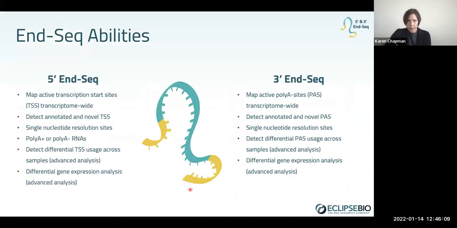So I think I've already pretty much gone over the uses of the 5' End-Seq and 3' End-Seq. These protocols are actually relatively simple molecular biology protocols with a library prep. And so these are both available in relatively easy to use kits.